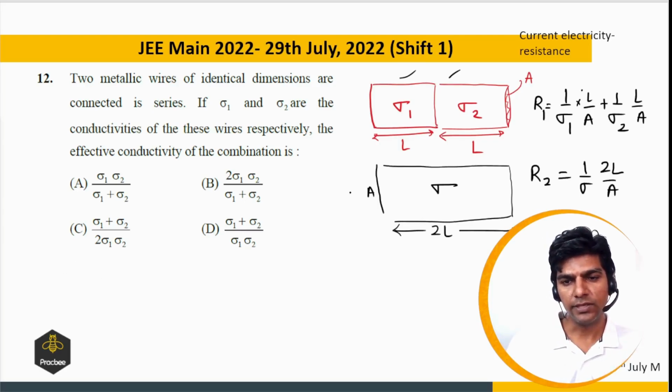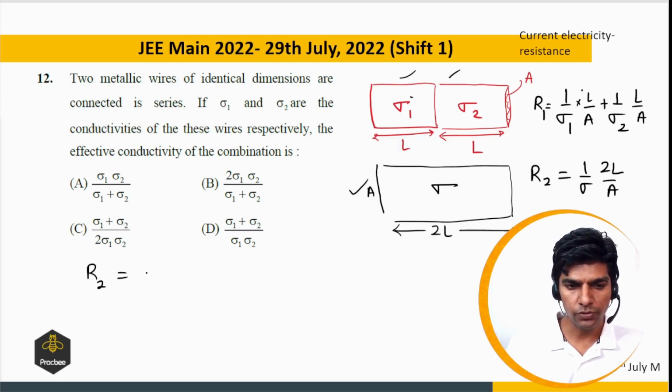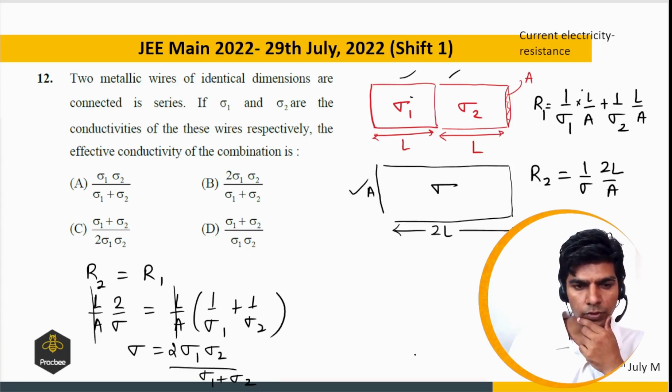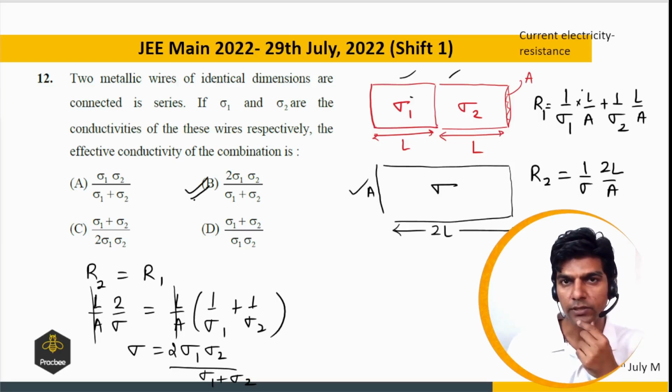Okay, so if this is the equivalent combination for these two in series, then we can say R2 should be equal to R1. So 1, L by A times 2 by sigma should be equal to L by A times (1 by sigma 1 plus 1 by sigma 2). So L by A will get cancelled out. So from this, sigma comes out to be sigma 1 sigma 2 times 2 divided by sigma 1 plus sigma 2. So option B is the right answer.